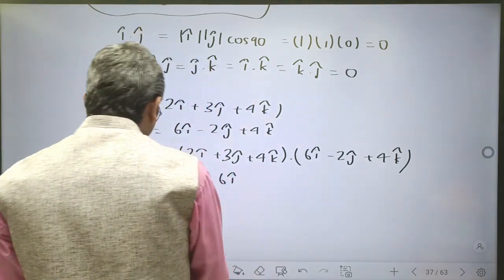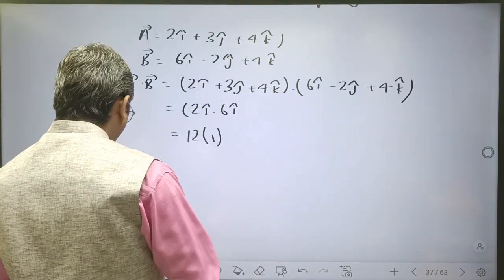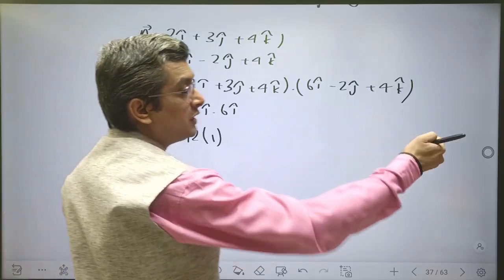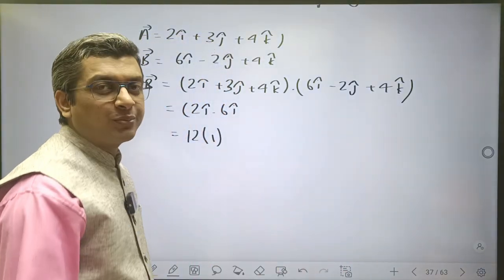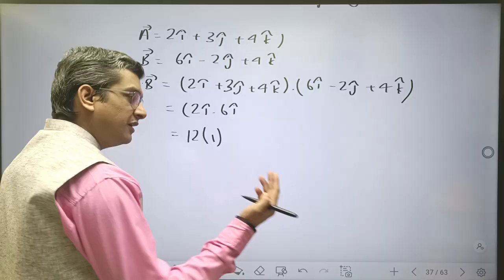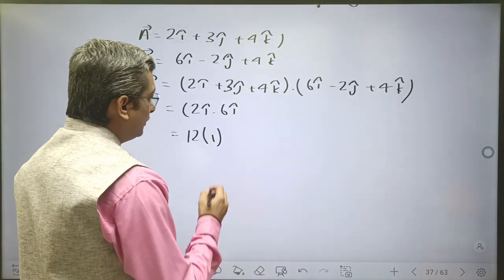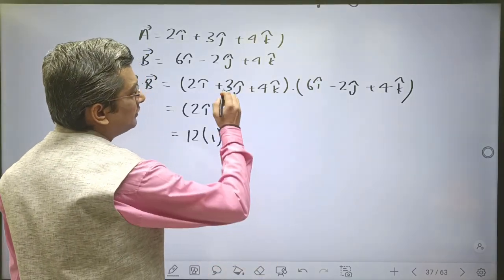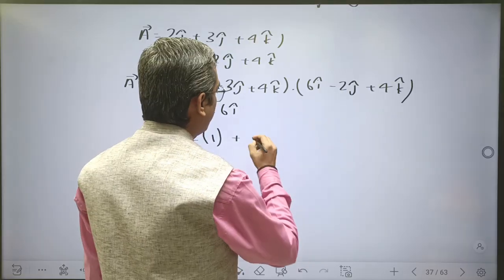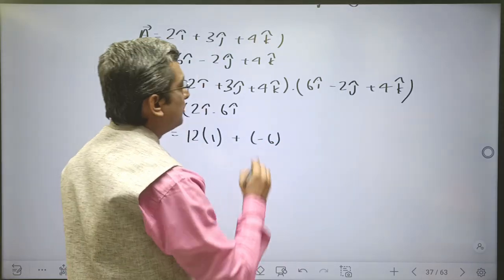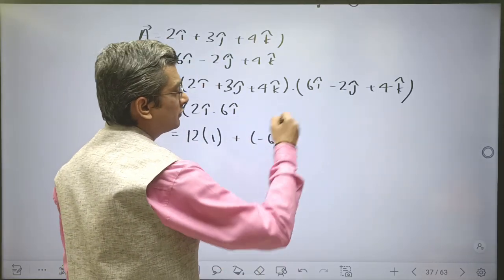So it means that finally you have to multiply only the corresponding components. This is the beauty of dot product, isn't it? And this makes it easy. So we have to multiply the 3j cap only with the j component, and this will be minus 6. Why? Because j dot j becomes 1 and 3 into minus 2 is minus 6.